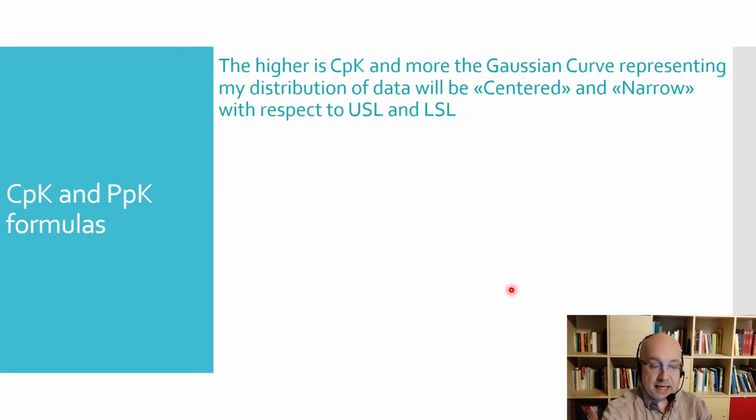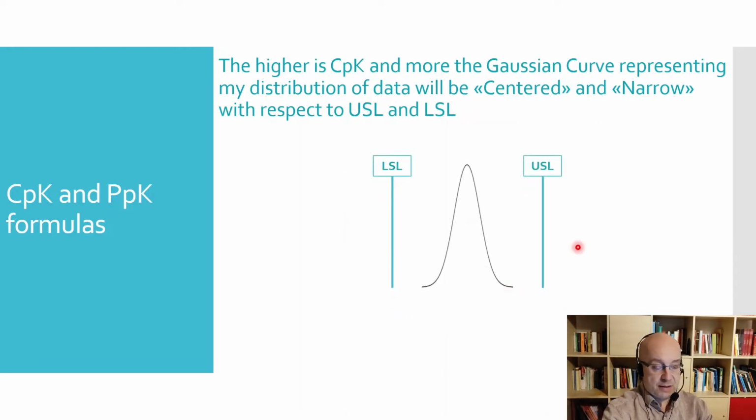The higher the CPK, the more the Gaussian curve representing my distribution of data will be centered and narrow with respect to the upper specification and lower specification limits. Here we have a very easy and clear graphical representation. You can see here the 2 vertical bars representing the upper specification limit and the lower specification limit. In this case, which is an ideal situation, the Gaussian curve representing my data is well centered with respect to the 2 limits and very narrow. So all of the values are very far from the upper specification limit and the lower specification limit. The same applies for PPK.